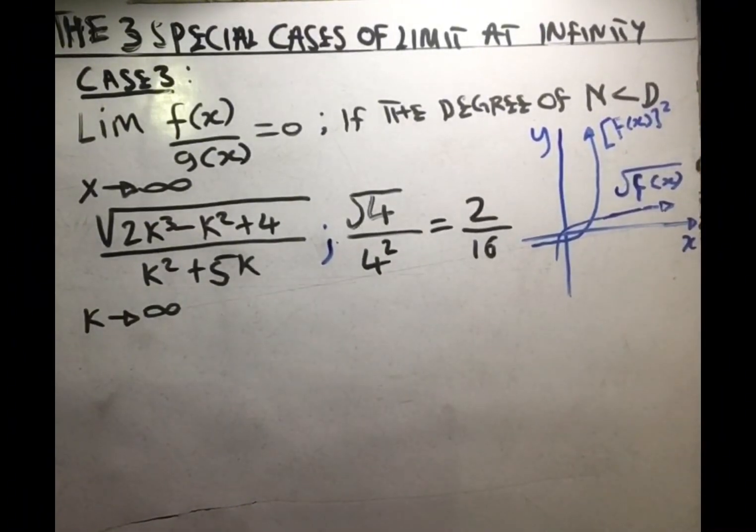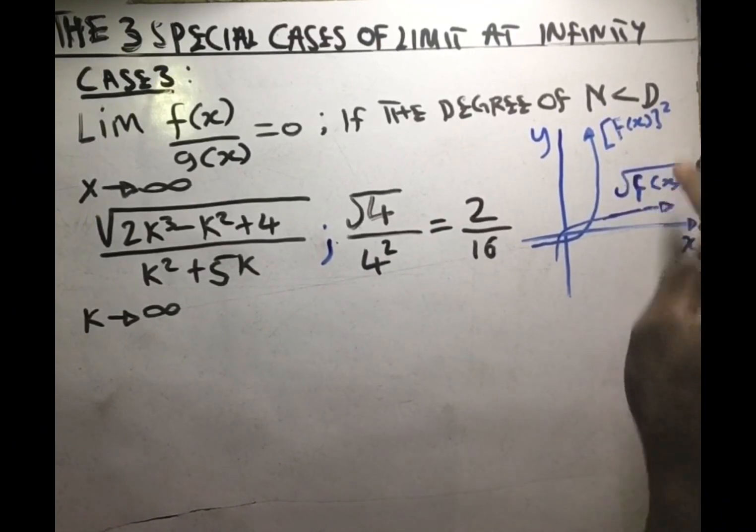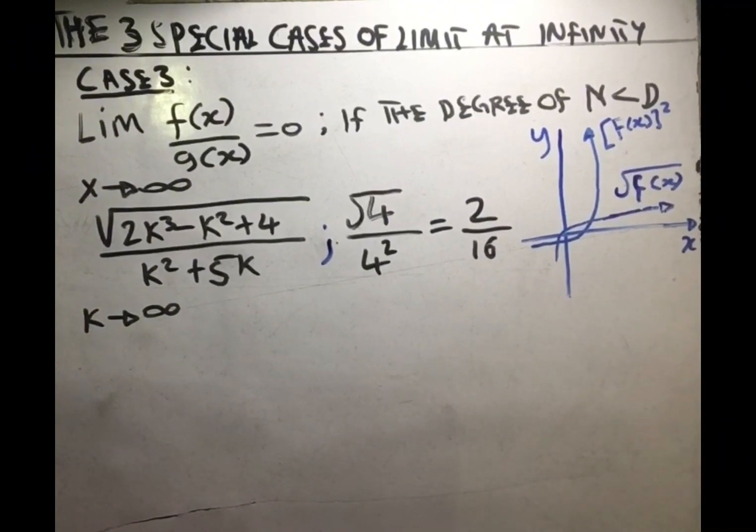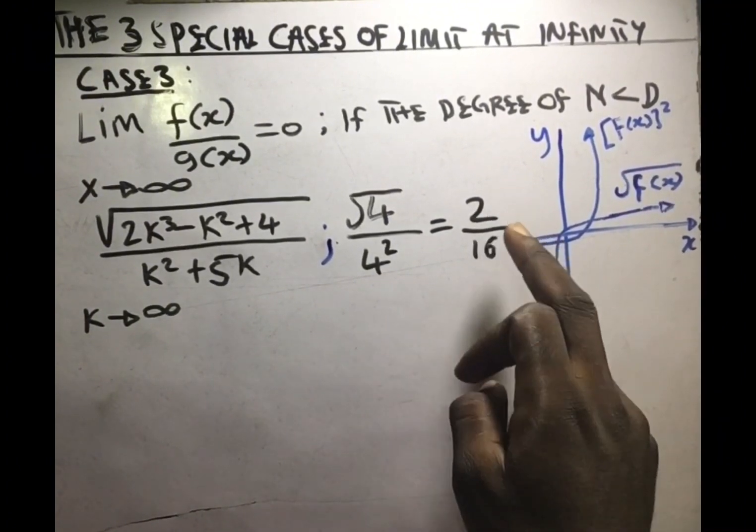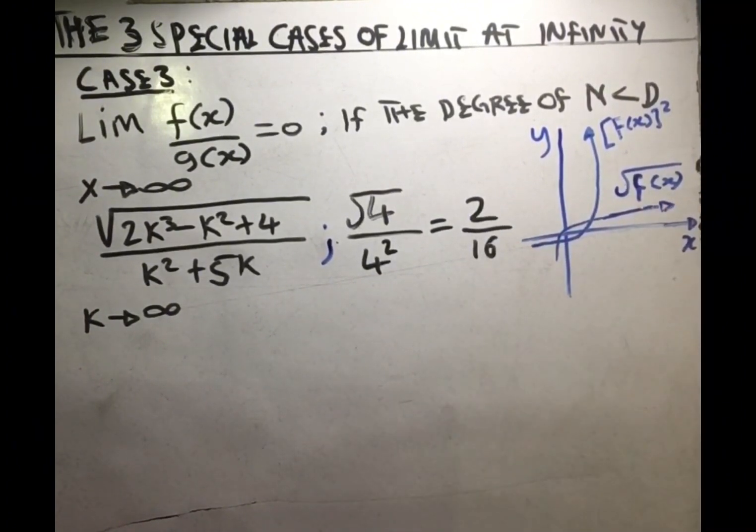Now if you pick a function, let's say f of x, and you square the function, this is how the graph goes. And if you square root that same function, this is how the graph also goes. So dividing 2 by 16 will give almost 0. That's 1 by 8. That's 0 point something. And you can see that it's almost satisfying this already.